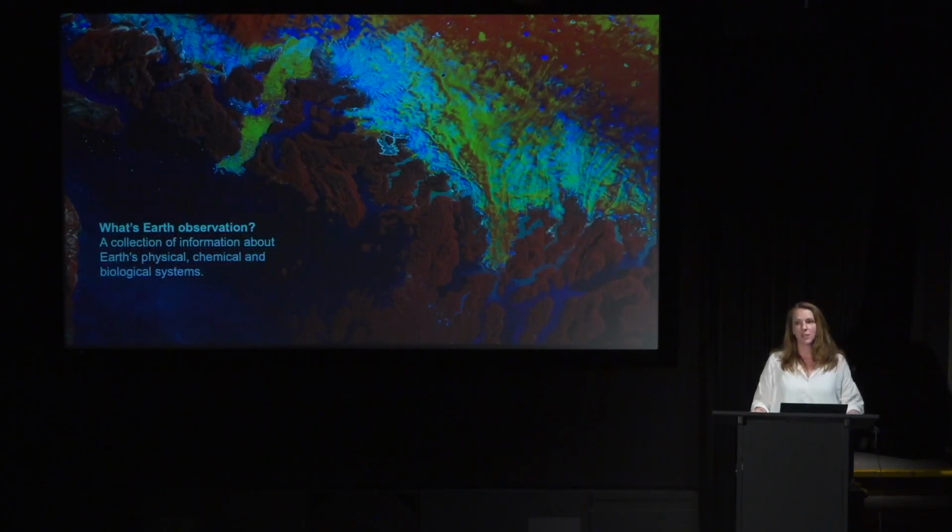So what is actually Earth observation? As it says on this presentation, it's a collection of information about the Earth's physical, chemical, and biological systems. By that, we mean that we collect different kinds of data that will give you information of different systems that all affect the Earth and how the Earth is and how it develops.